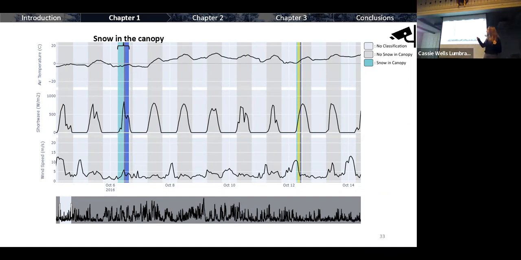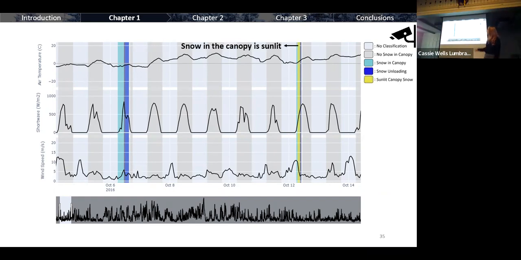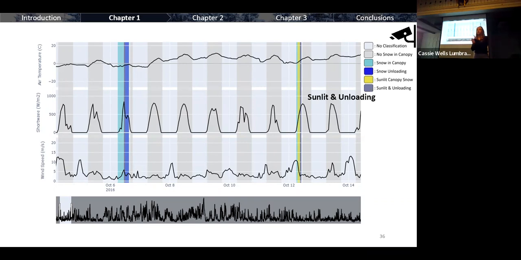Once we saw from the citizen scientists saying, yeah, there's snow in the canopy, I went and looked at those events. And I said, okay, if one time step to the next had a decrease in the amount of snow, for whatever reason, for many reasons, then snow is actively unloading for that time step. I also made some other observations from the images, such as if the canopy was sunlit. And then there's this color where that overlaps, because when I was doing investigative analysis, we really wanted to just see what was going on with the meteorological data in collaboration with the time-lapse image information.